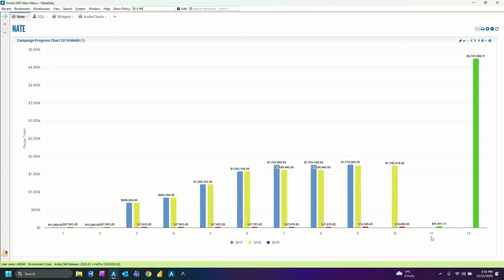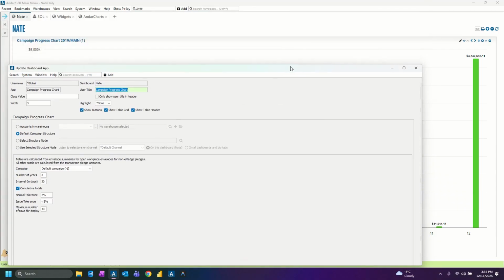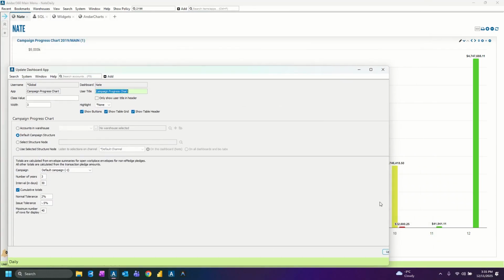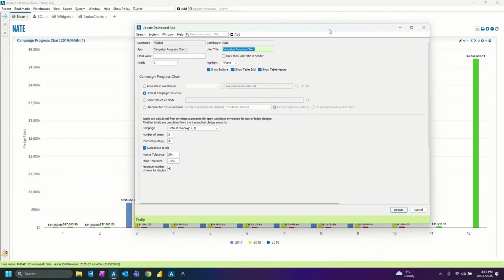I've been calling these numbers across the bottom frequencies, and there's a reason for that. They're not necessarily months or days or weeks. I have it configured to be kind of months. We'll talk about why I say kind of. But where those come from is this interval.